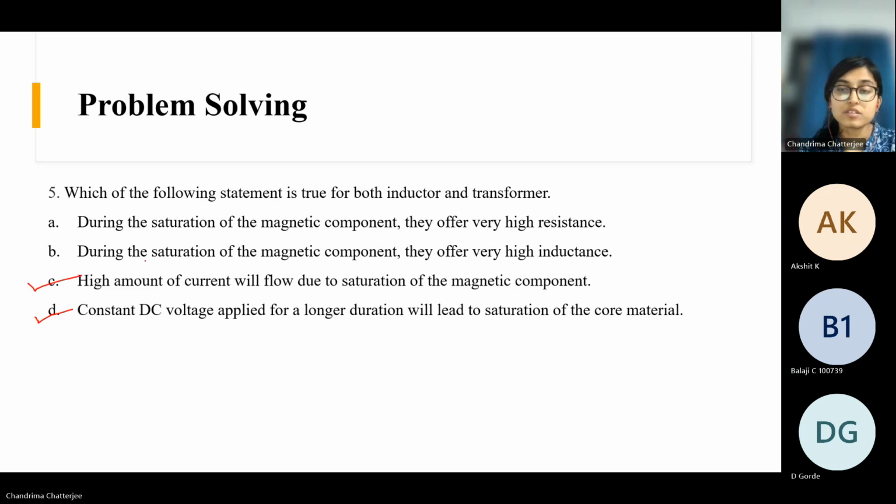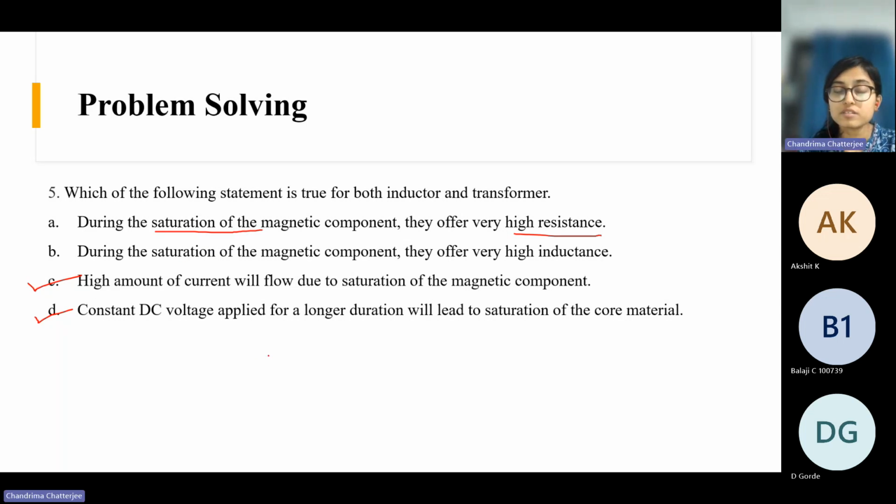See here, saturation is a magnetic phenomenon, so you can't really say what the resistance will be. Resistance is an electrical circuit quantity. For a magnetic circuit, high resistance doesn't make sense. Next, during saturation of the magnetic component, does it offer high inductance? No, actually the inductance value reduces during saturation.